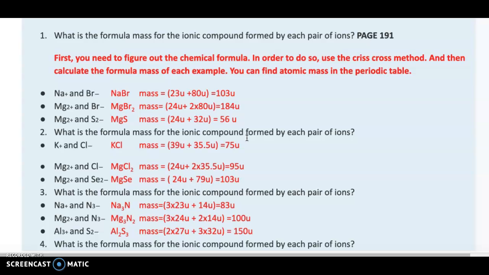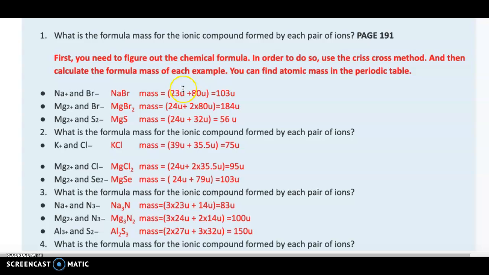What you need to do for this particular question is to write the formula, which we did before. Practice writing the formulas. You know the charges. You can write the formula. And then look up the mass for each element that is presented to you, and you add them up, all of them. So over here you have sodium that has 23 units.